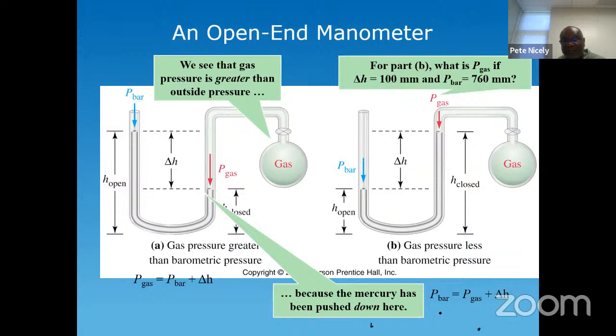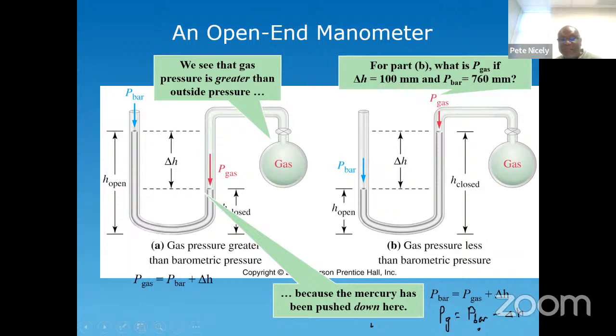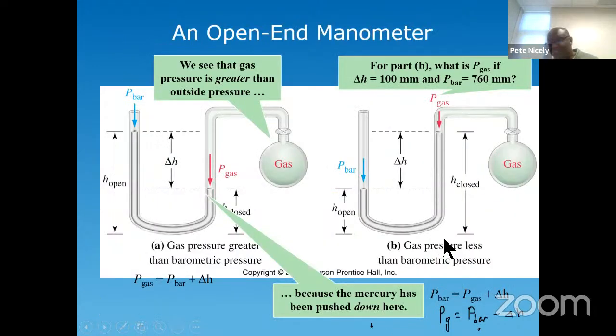Okay, so P gas will be equal to P bar minus delta H. So basically, all we have to do to find the pressure of the gas in this case is to measure delta H and subtract it from the barometric pressure, and that's it. So that's basically how the open-end manometer works.